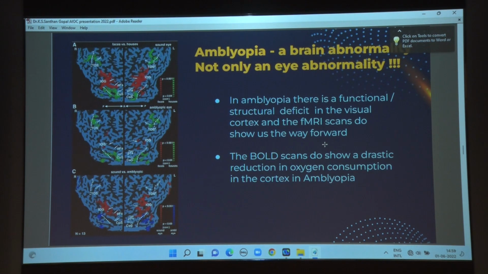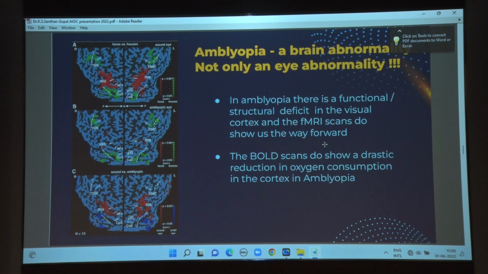Now, what happens in amblyopia? In amblyopia, the vision in one of the eyes is reduced. Now, how do I know vision is reduced? By checking the vision. But what happens in the brain? In the brain, when the patient fixates with the amblyopic eye, the blood oxygen level dependent scan shows reduced activity in V1. That means when you are fixing with the amblyopic eye, the brain is not utilizing oxygen, and so it doesn't want the blood. This is what happens in the BOLD scan in amblyopia.